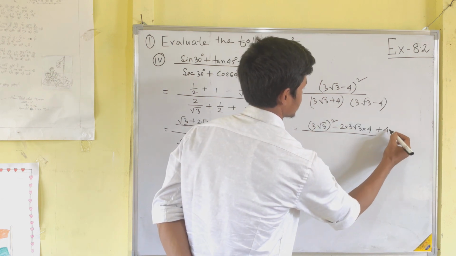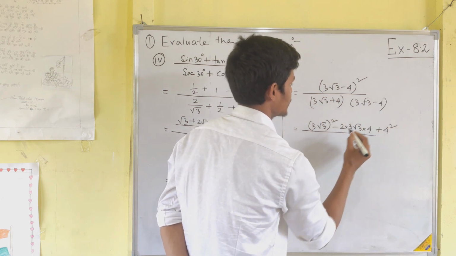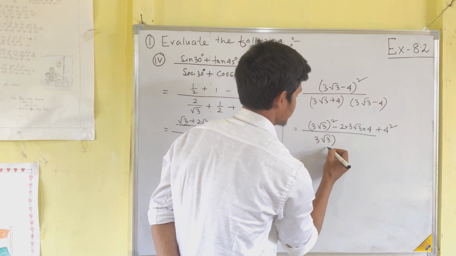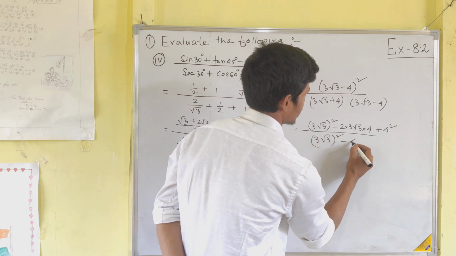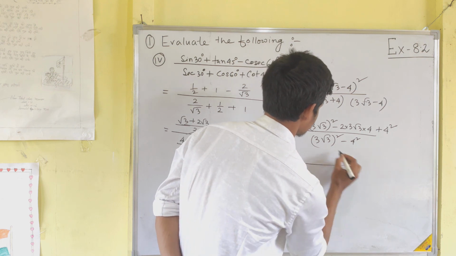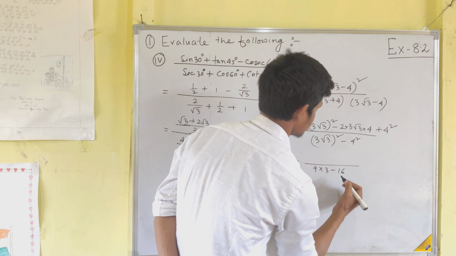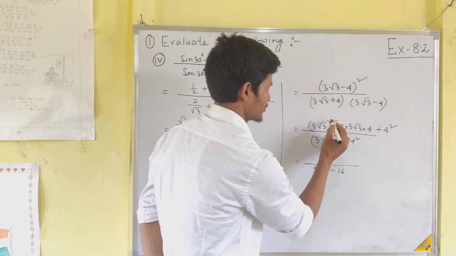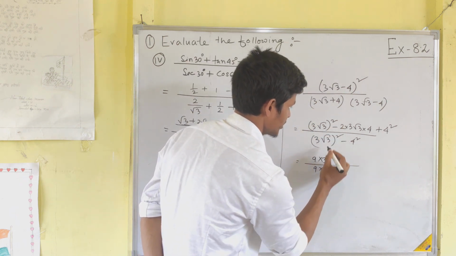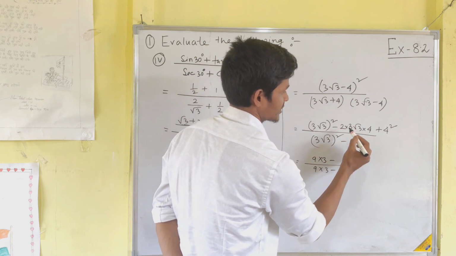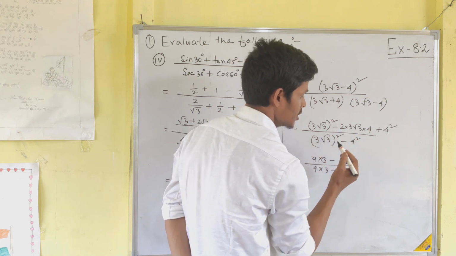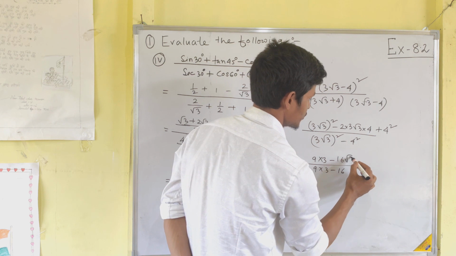plus b square, and here a plus b into a minus b, that is 3 root 3 whole square minus 4 square. 3 square is 9 into 3, minus 4 square is 16. Here also 3 square is 9 into 3 root 3 square is 3, and minus 2 3s are 4, 4 4s are 16. So 16 root 3.